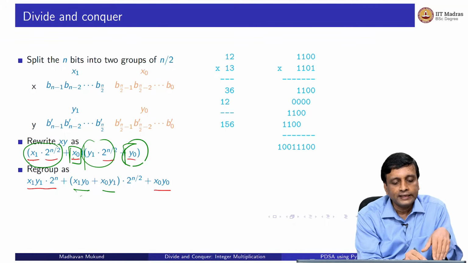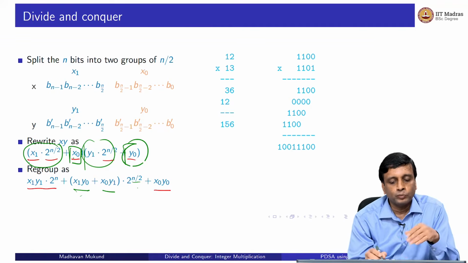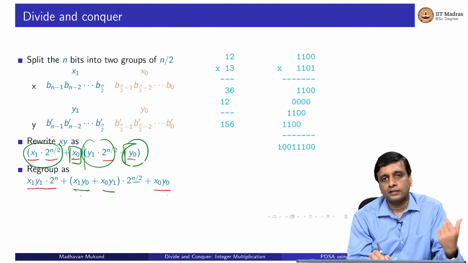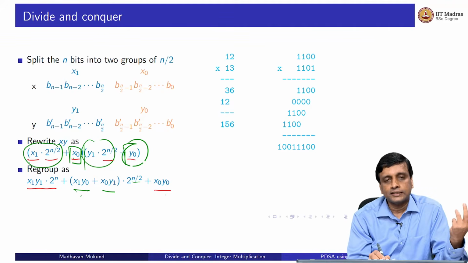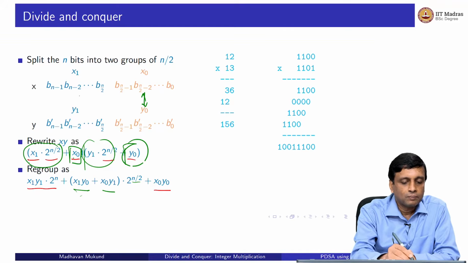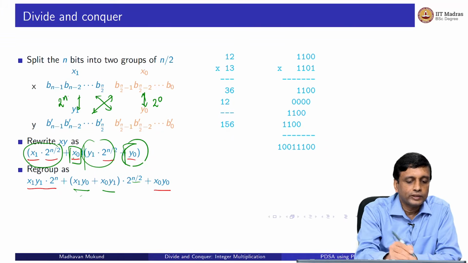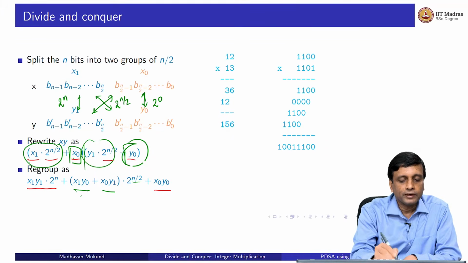So I have the leading term x1 y1 which is shifted by n bits, I have the two cross terms which are shifted by n by 2 bits, and I have the last term, the units term in some sense, which is just x0 times y0. So this gets shifted by 2 to the 0, this gets shifted by 2 to the n, and these get shifted by 2 to the n by 2.